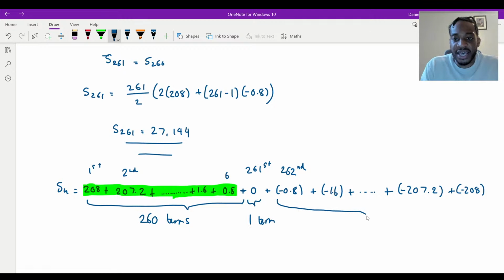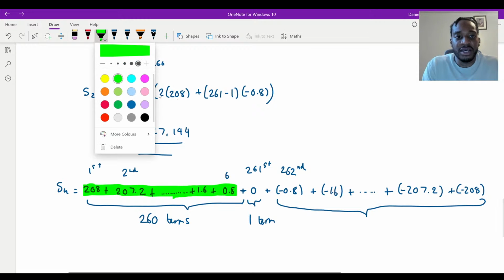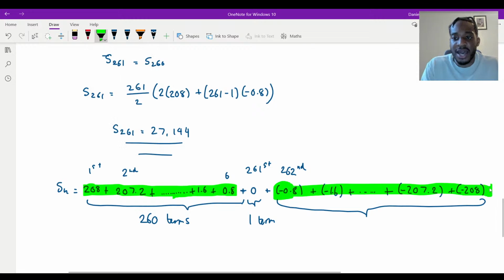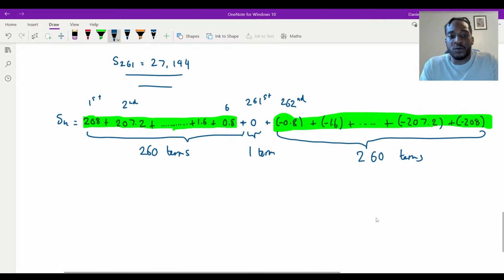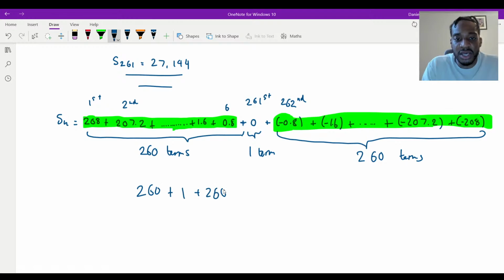And then from here to here, which cancels all of the terms in green, that's just going to be another 260 terms. And at this point, when I add all of these together, that's going to give me zero, because the two greens are going to cancel out. How many terms are there altogether? That's 260 plus 1 plus 260. 260 plus 260 is 520, so 521. So S521 is just going to be zero because that will cancel with that, and I've got that term in the middle, which is one term.